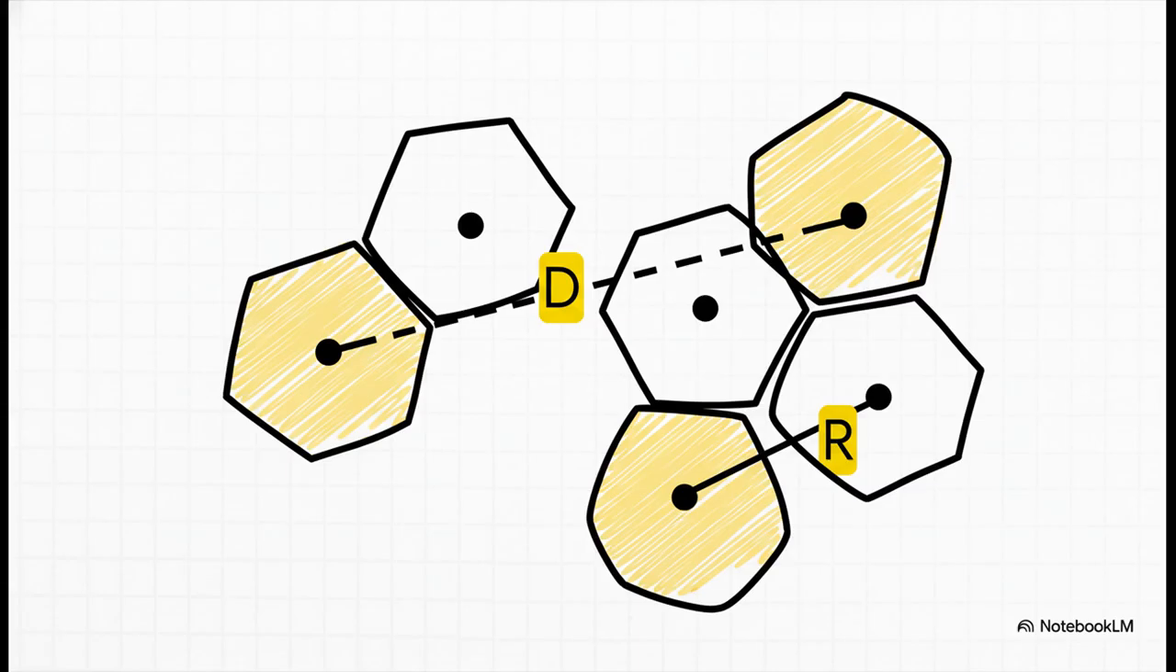Now we bring in the distance, D. This is the distance between the centers of 2 cells that are using the exact same frequencies. We call them co-channel cells. And there's a crucial relationship here. This distance D is connected to the cell's radius, R, by this formula. D equals R times the square root of 3N.